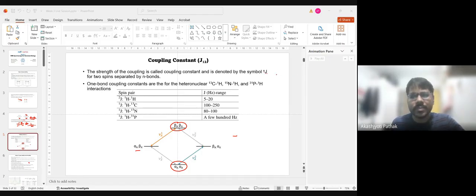If we look at proton A, if it is split by proton C, what will the coupling constant be? It will be JAC. So it will be split into two, and then again this particular peak is split.